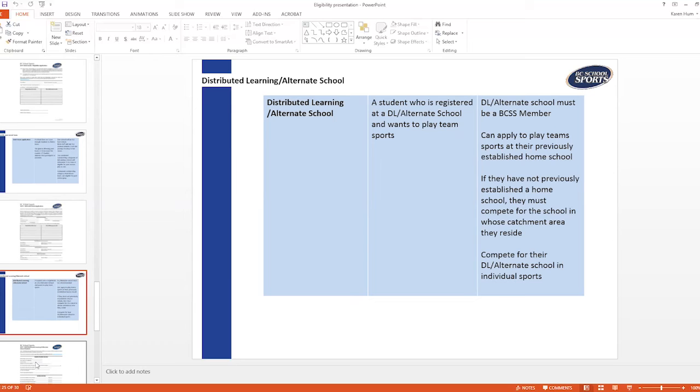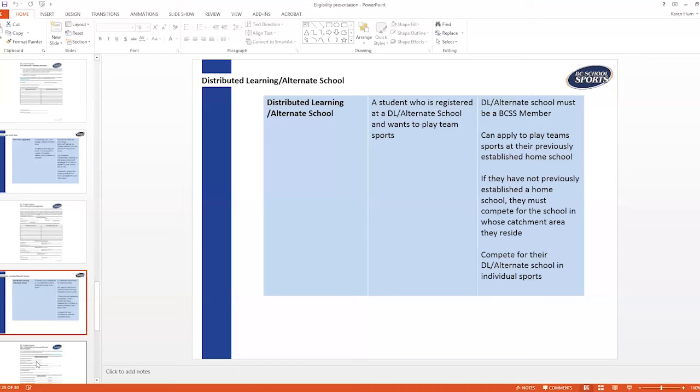A couple of key things here: the distributed learning or alternate school does need to be a member of BC School Sports for that student to apply. The other thing I will say is that the school they're applying to play for is not obligated to allow that student to play. If they have enough students at their own school wanting to play a sport and they don't want that student taking a spot away from another, BCSS is not mandating they do it. I have had some principals express concern that they don't even know who the student is, and if the student's going to be traveling with their team, is there an insurance or liability concern? So that is totally a choice of the school and whether they want those students to be able to play. So that's a key thing here.